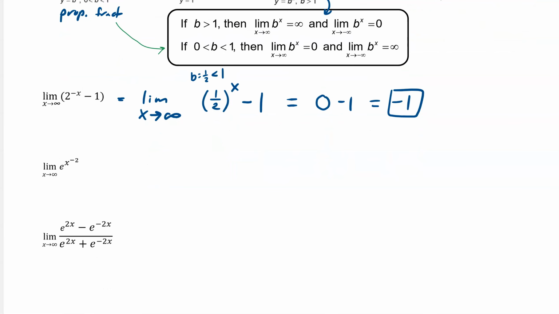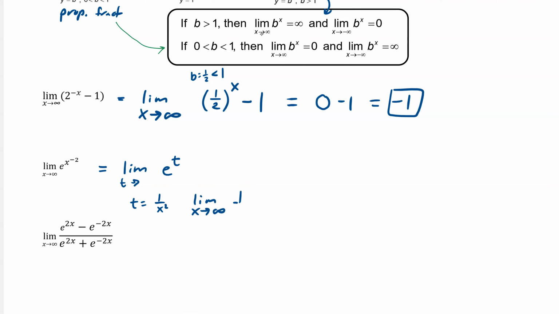What do you do now if you have e to the negative x squared? What we want to do now is rewrite this. We have x to infinity, and we can change the x to a t. So we want to rewrite it as the limit as t approaches something of e to the t. That means our t here is equal to 1 over x squared. So let's see what it's doing. Our x is approaching infinity, and we already know that one is 0.